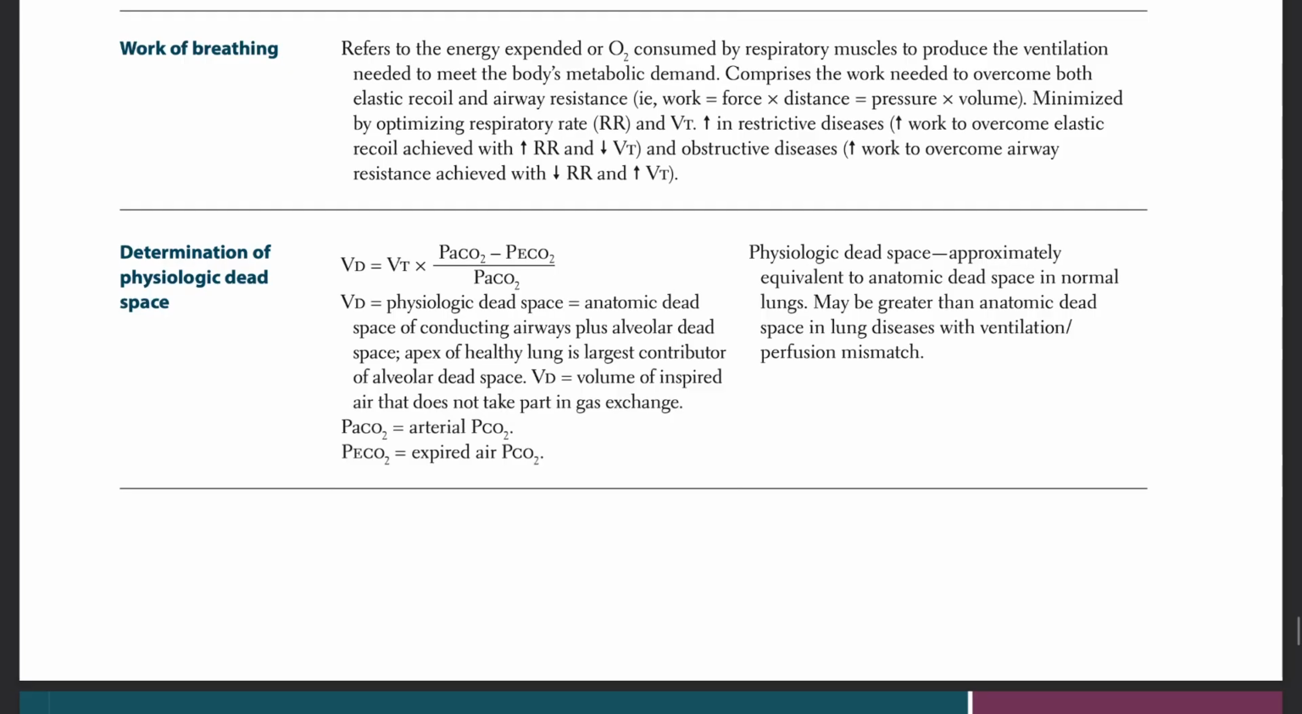And now let's talk about work of breathing. What is work of breathing? Work of breathing refers to the energy expended, or O2 consumed, by the respiratory muscles to produce the ventilation needed to meet the body's metabolic demand. It comprises the work needed to overcome both elastic recoil, one thing, and the second thing, airway resistance, i.e. work equals force times distance equals pressure times volume.